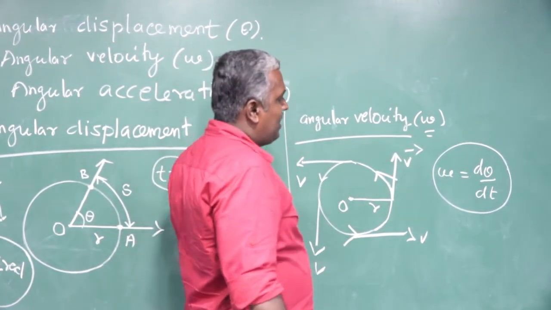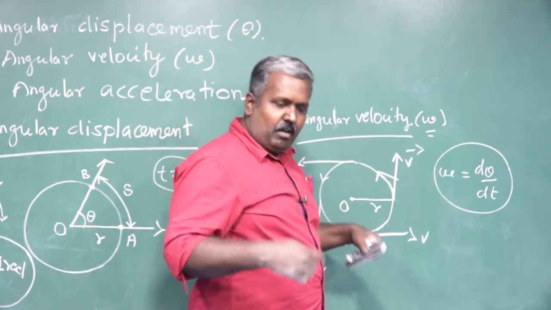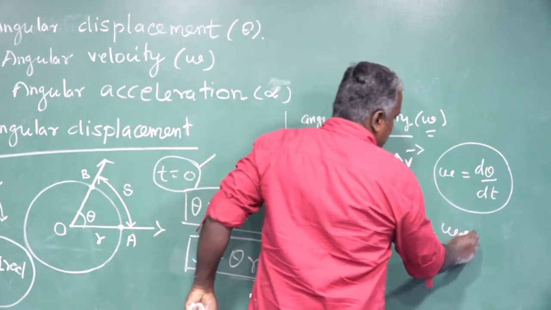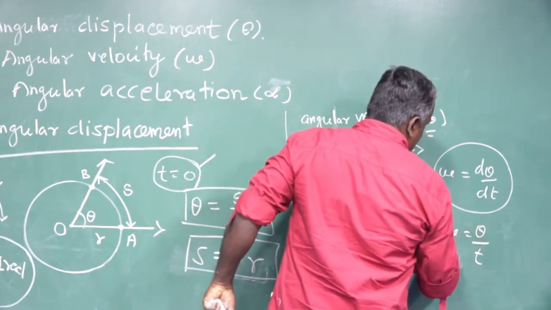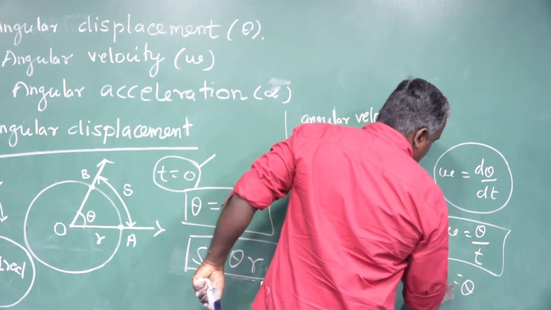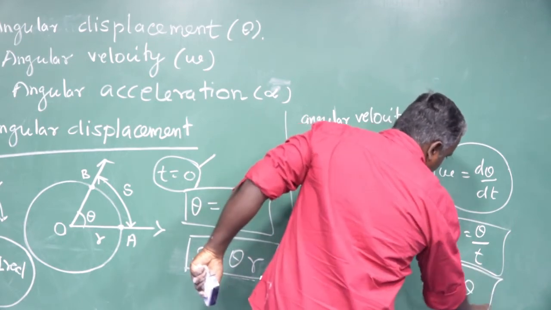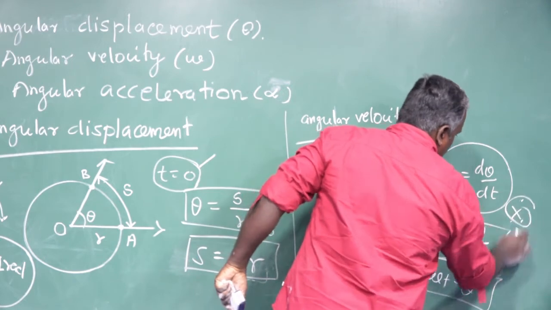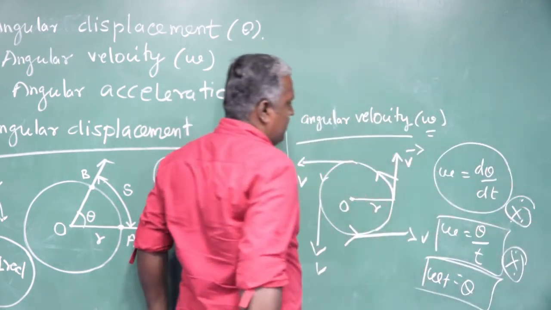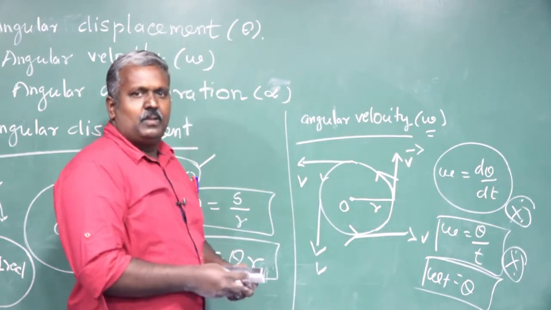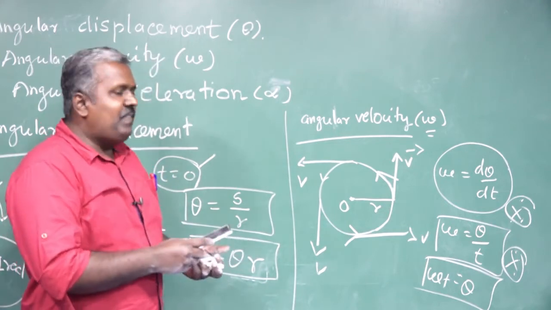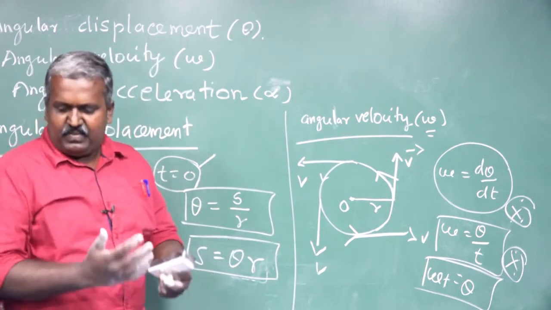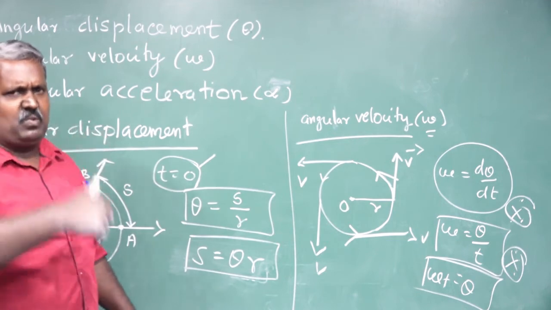Basic formula: omega is equal to d theta by dt, or simply written as omega is equal to theta by t, or theta is equal to omega t. Very, very important formulas. Okay? How do you find out the direction of the angular velocity? Very good, with the help of the right hand.